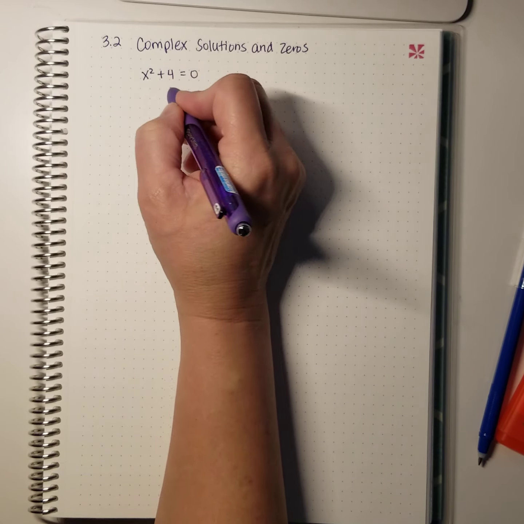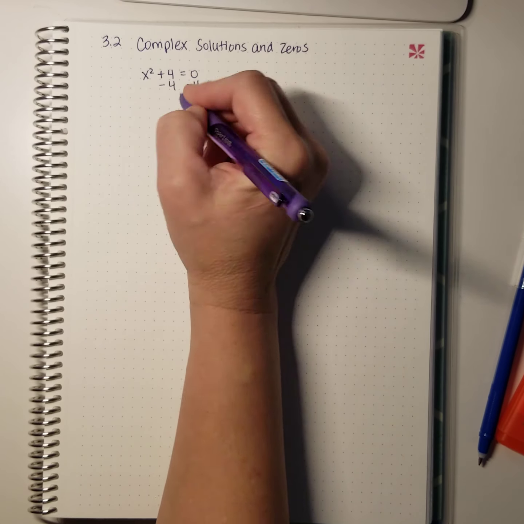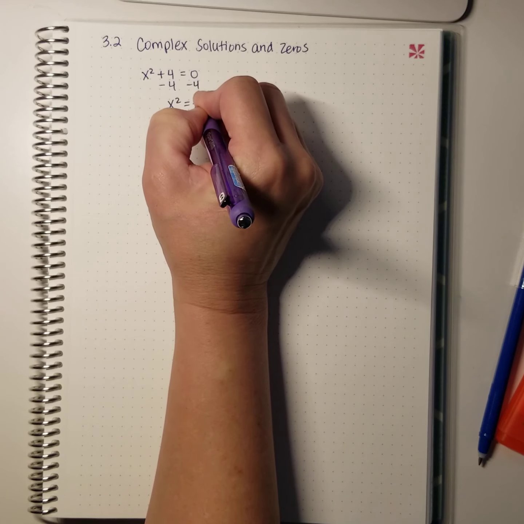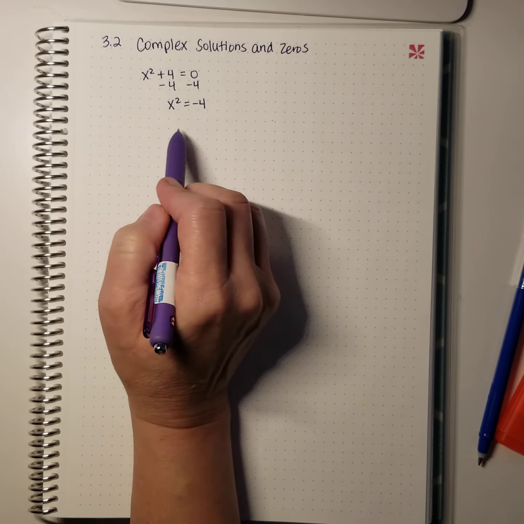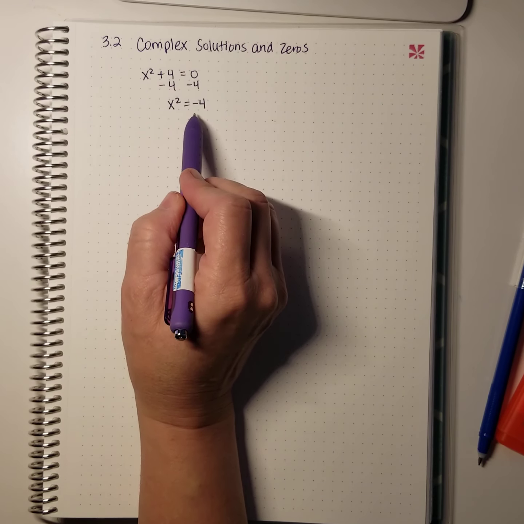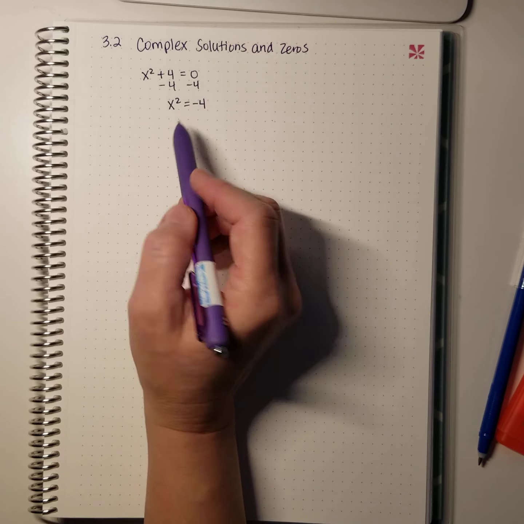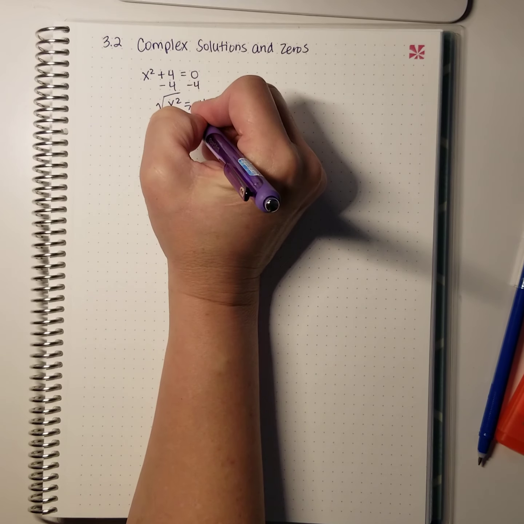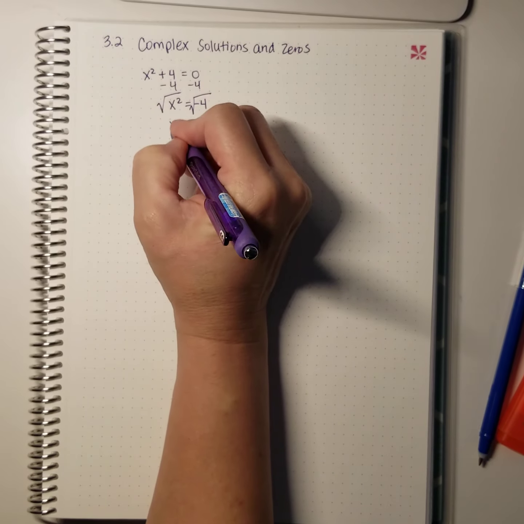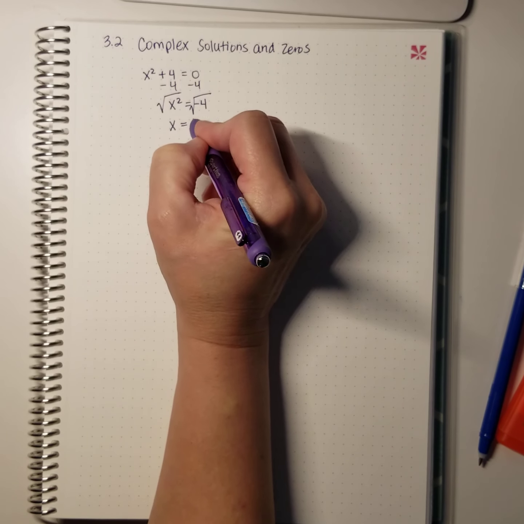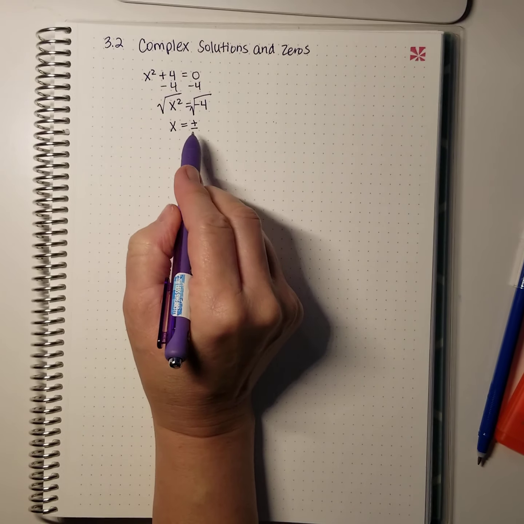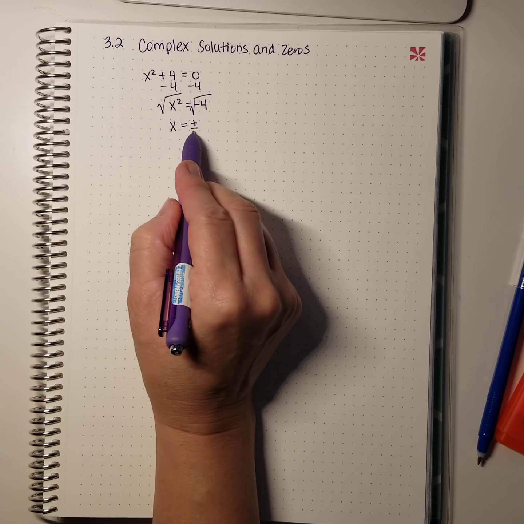So if we isolate our squared term, we subtract 4 from both sides, and we're left with x squared equals negative 4. Up till now, we've stopped the problem and said there are no real solutions. That's true, and that's because there are imaginary solutions. So we'll go ahead and take the square root of both sides. We'll get x equals, and remember, this is where we want to show that plus or minus.